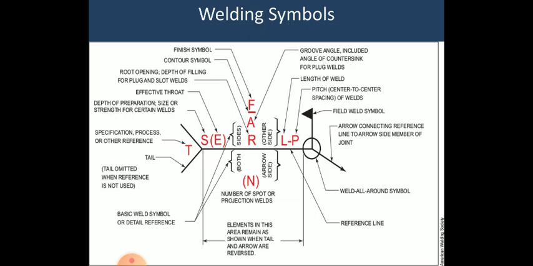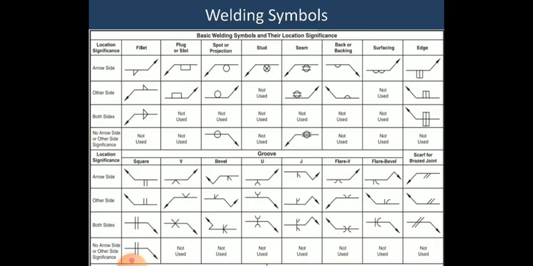That is the reference line. On that basis we can define the arrow side or the other side. Whether to weld on the arrow side, on the other side of the arrow, or on both sides, all this symbolization is available in this particular welding symbol. So you can see these are the symbols which are provided.